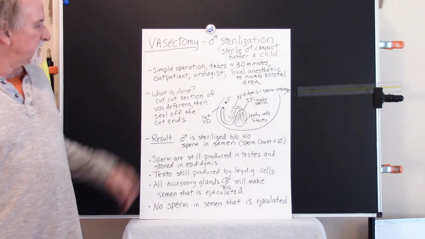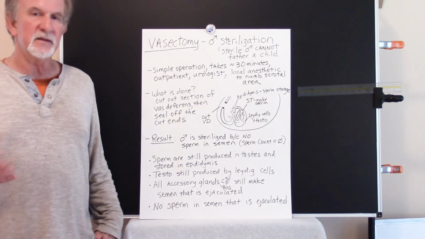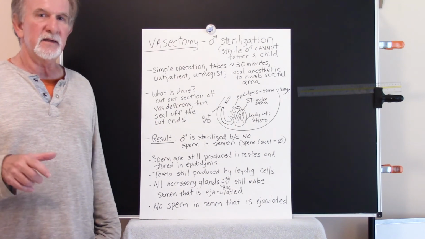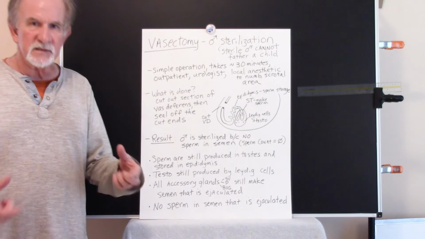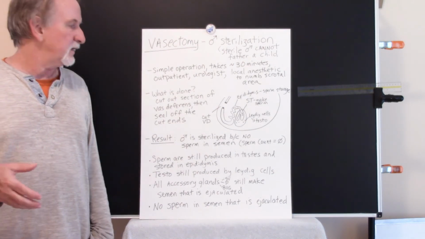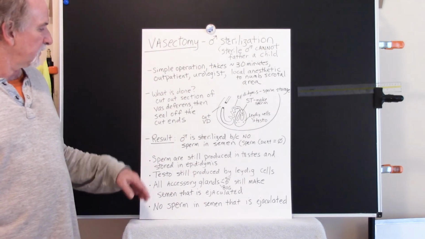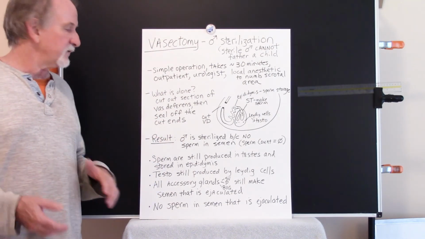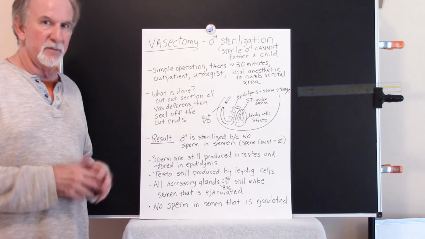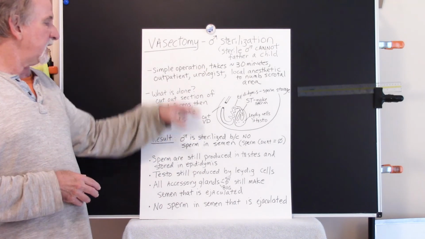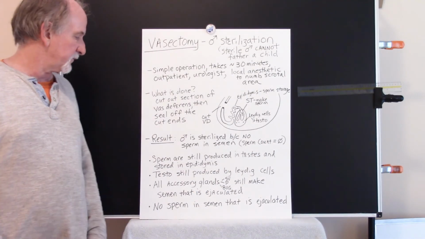So what happens during a vasectomy is that a couple cuts are made in the scrotum, and the physician then goes in and cuts out a section of the vas deferens and seals off the cut ends. So the result is that a male is sterilized because sperm can't incorporate into semen. And after a vasectomy, the sperm count in semen should be 0.